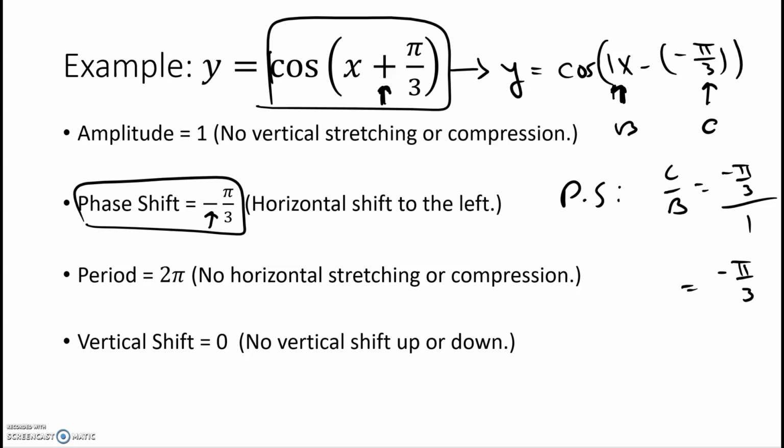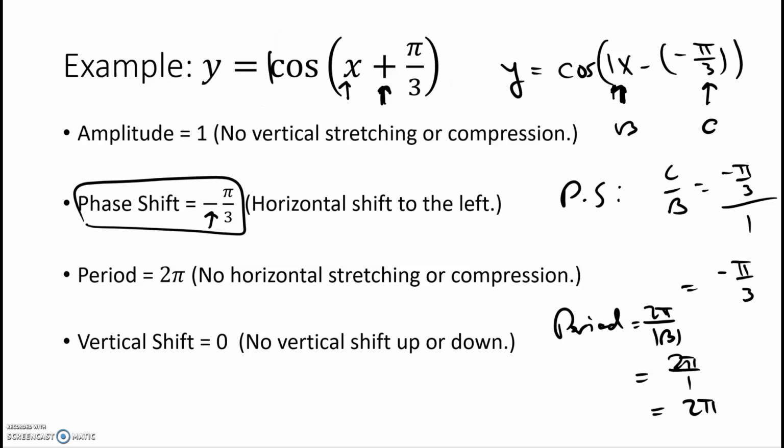Okay, so since our b here is 1, that means the period, which is 2 pi over the absolute value of b, is 2 pi over 1, which is just 2 pi, so we have no horizontal stretching or compression. And again, we don't have a plus or minus some number, so that means that d is 0, so it doesn't go up or down.